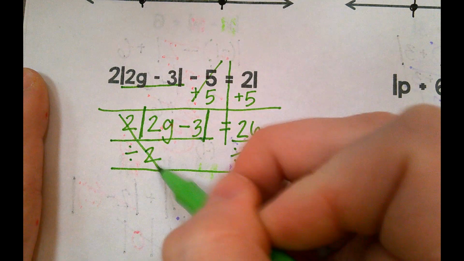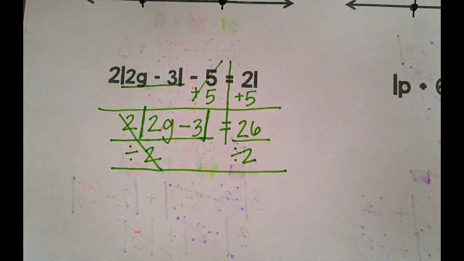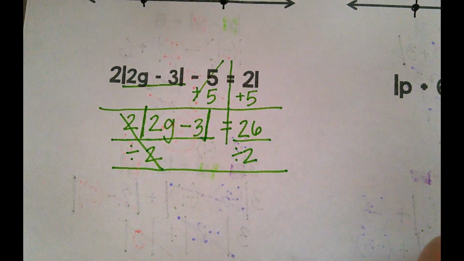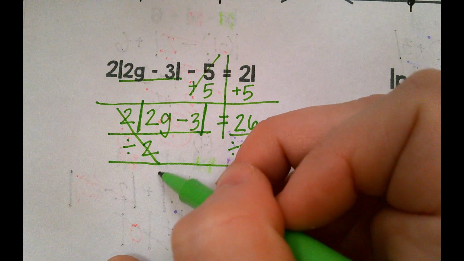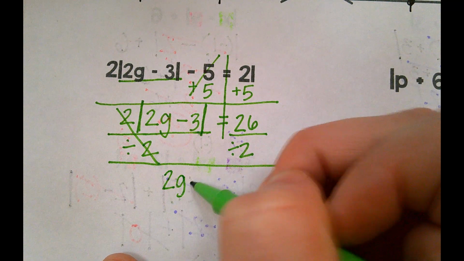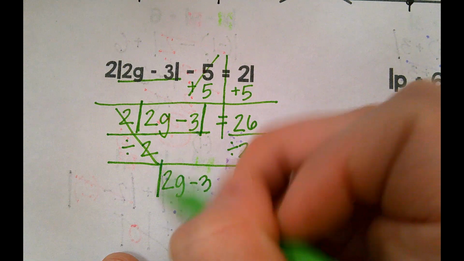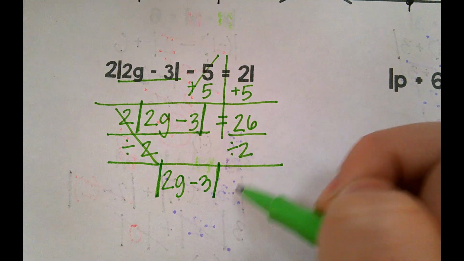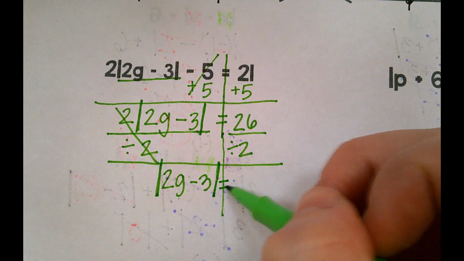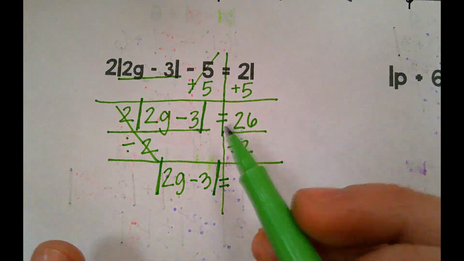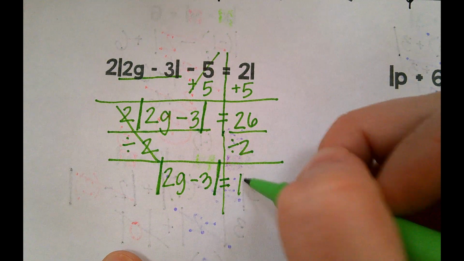And that will cancel the 2. And what comes down? 2G minus 3, in absolute value bars. Good. Equals 13.